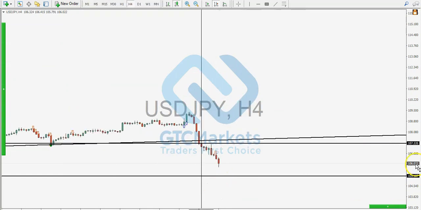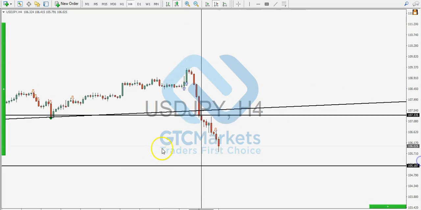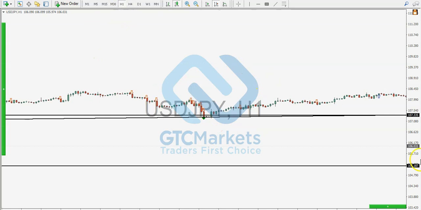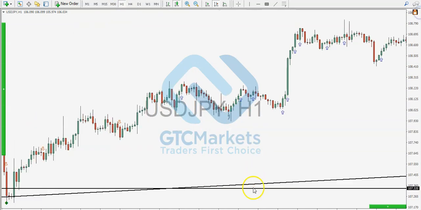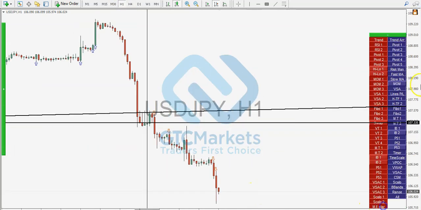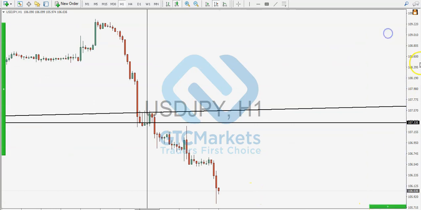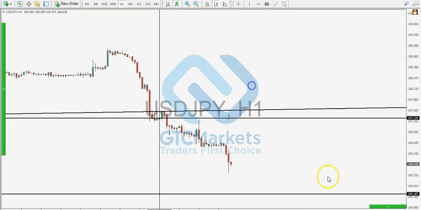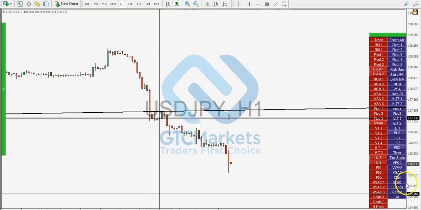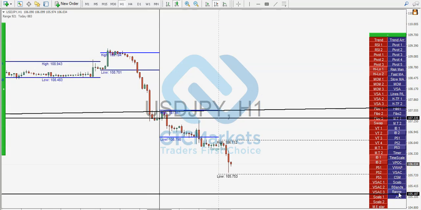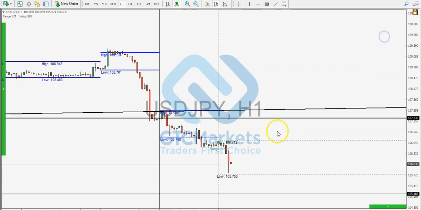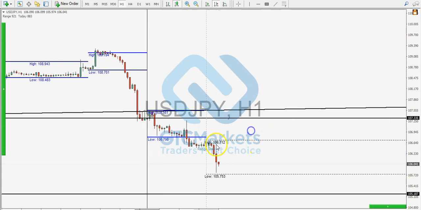Okay, this is what I have in H4. This is the data I'm looking for, this one. And if I come into H1 now, all I can do is sell at the highs. My highs is this level. The pair was already in the high zone over here.